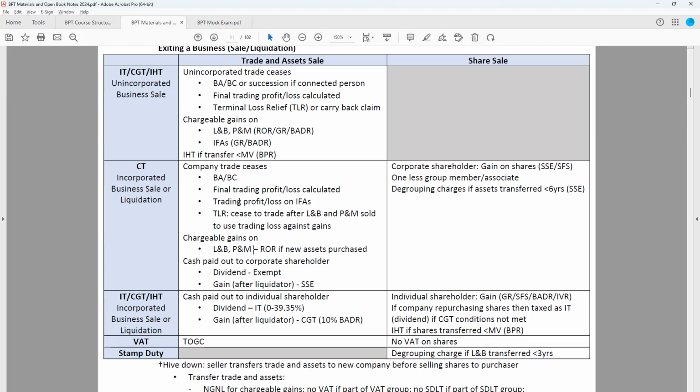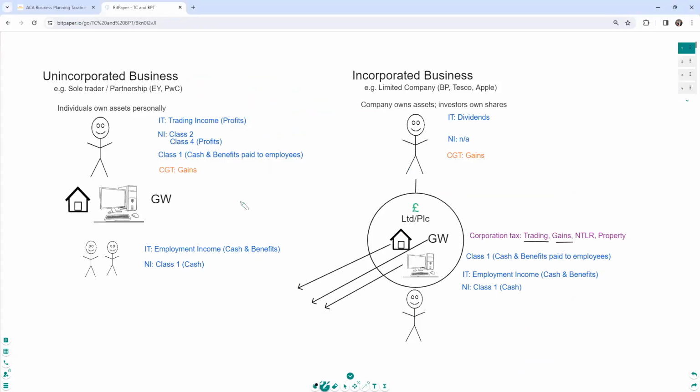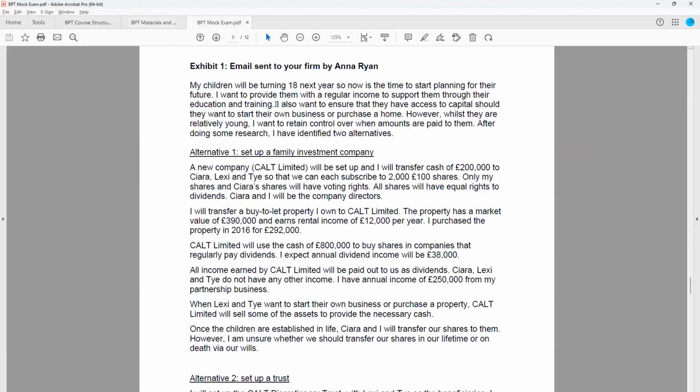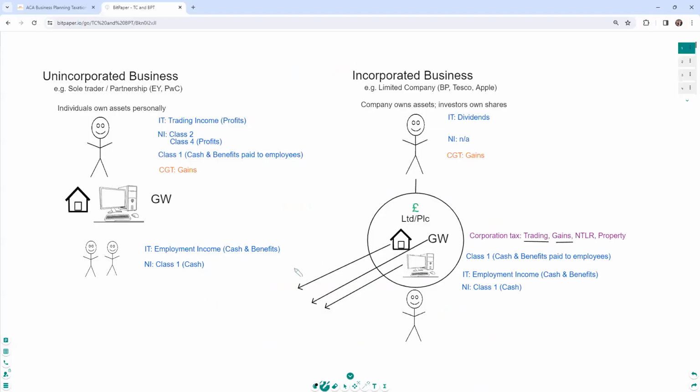So as well as understanding the technical content, it's very important to appreciate the big picture here. And whether this is in your preparation or when you're in the exam, it's really important to understand the specific facts in the scenario as to who owns what and who is disposing what to who, and therefore which taxes apply. Is it an individual disposing of assets or is it a company disposing of assets?